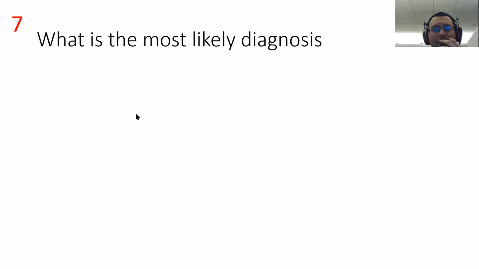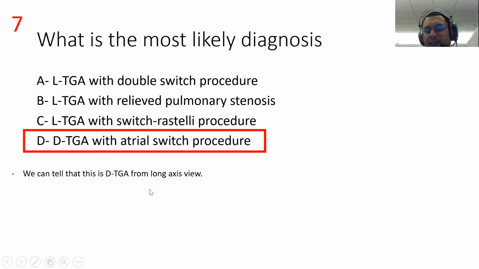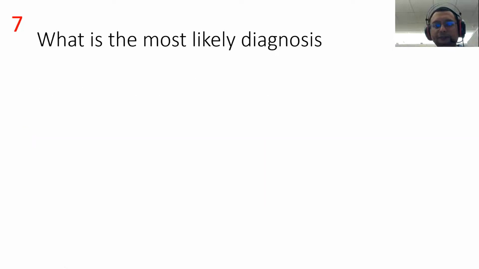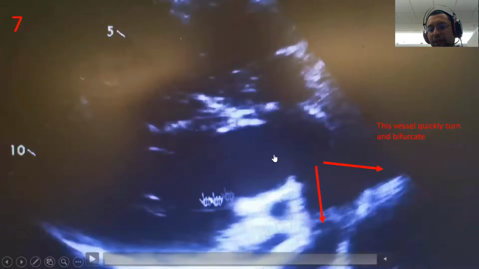Okay, so we see one more case. This patient has DTGA with an atrial switch procedure. We can tell that this is DTGA from the long axis view. In the long axis view, sometimes you can confuse DTGA and LTGA. So how do you tell the difference between the two? Number one, you know that the pulmonary artery will come down and bifurcate. If you look at the vessel that comes up from this ventricle and you see it come down and bifurcate, straight away you know that this is the pulmonary artery.